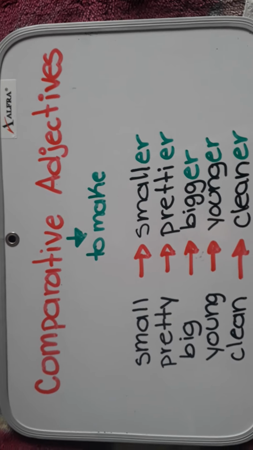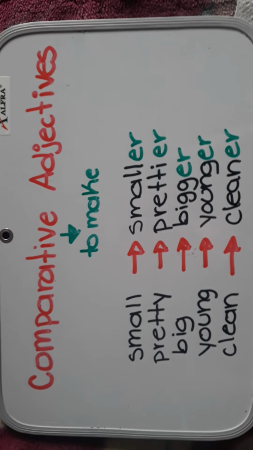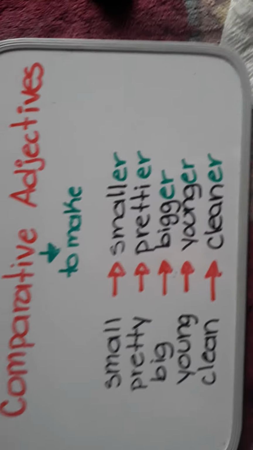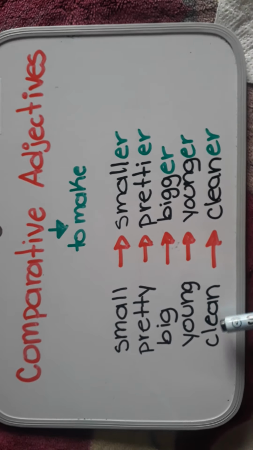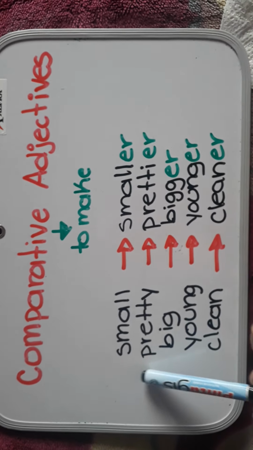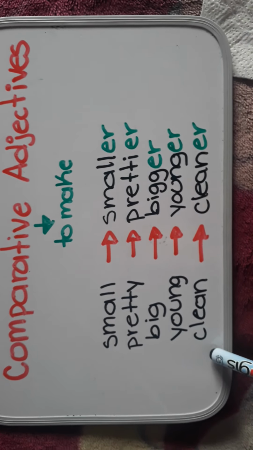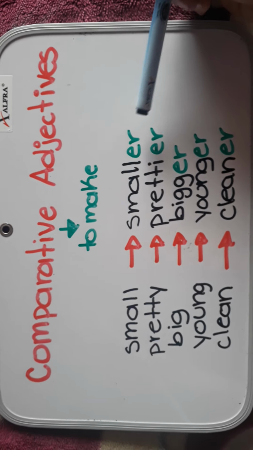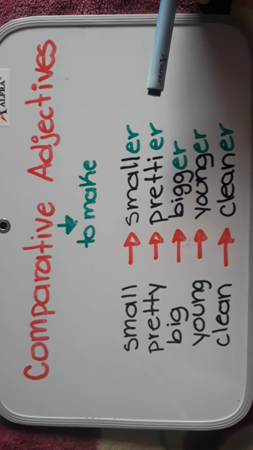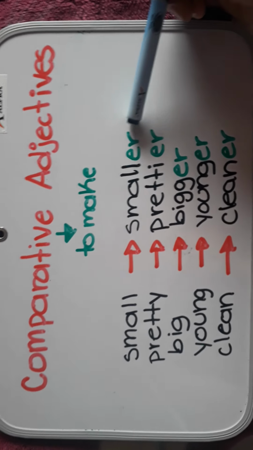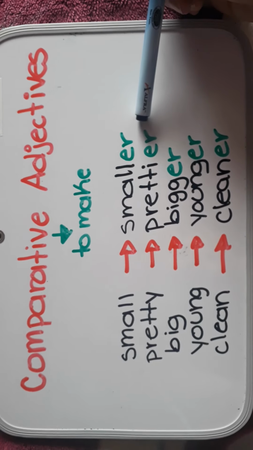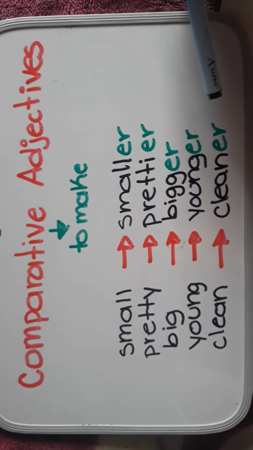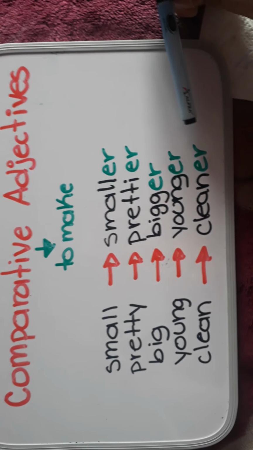Now, the question is, how do we do the comparative adjective? We realize this comparative adjective in this way. We first have the adjectives like here, small, pretty, big, young, clean. To make the comparative, we are going to add er at the end of each word. The comparative of small is smaller, for pretty, prettier, for big, bigger, for young, younger, and for clean, cleaner.